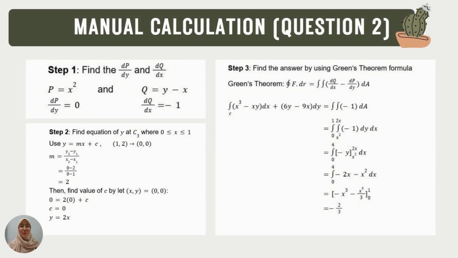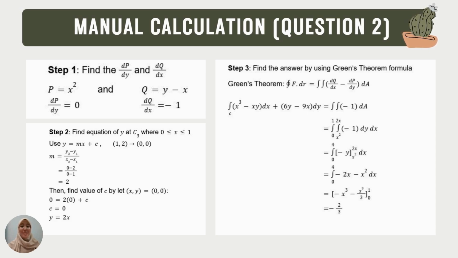The first step, we need to find the derivative of p with respect to y and the derivative of q with respect to x. We can express the equations of p and q separately from the integral given in the question. P is equal to x squared with dp/dy equals to 0. And for q equals to y minus x with dq/dx equals to -1.